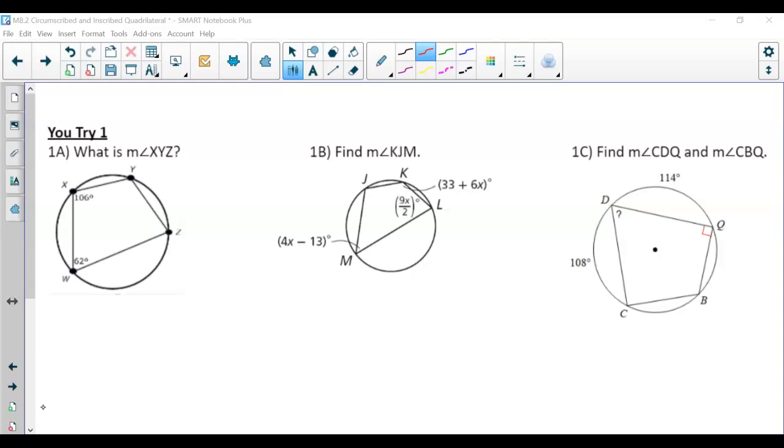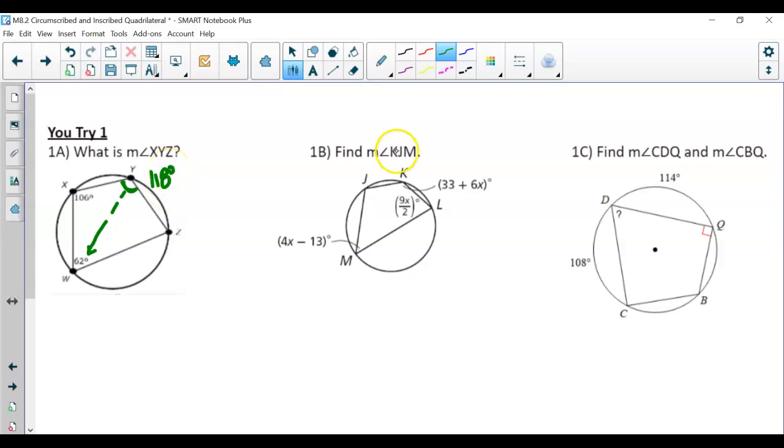And here we go. So for the first U-try, you're just looking for XYZ, so this angle here, which means you had to subtract 180 and 62. So that's your opposite angles. That's why you get 118 degrees.